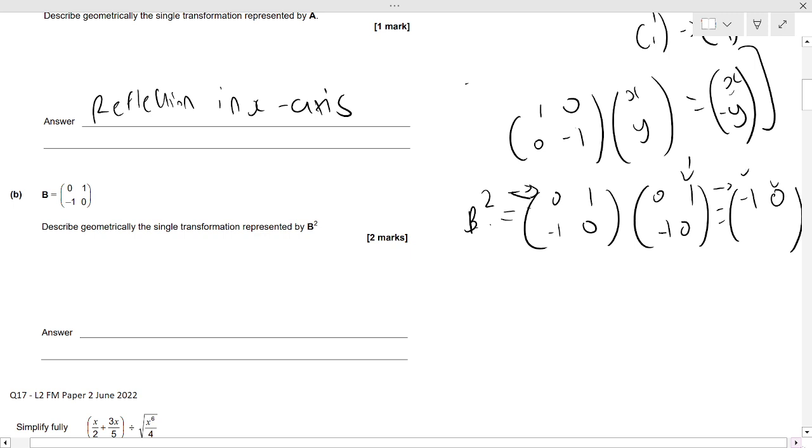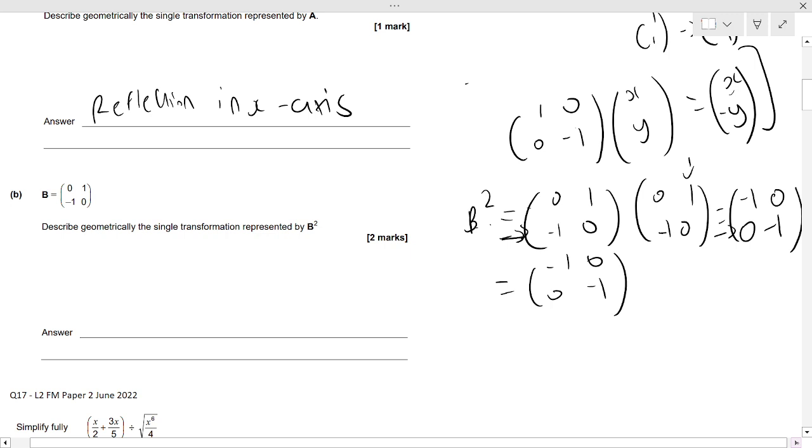Cool. Now I want this entry here, the second row and the first column this time. So we want the second row of the first matrix times the first column of the second. So minus 1 times 0 is 0, and then 0 times minus 1 is still 0. And then we want this last bit here, row 2, column 2. So minus 1 times 1 is minus 1, 0 times 0 is 0, so it's just minus 1. Okay, and that's our matrix. So B squared is minus 1, 0, 0, minus 1.